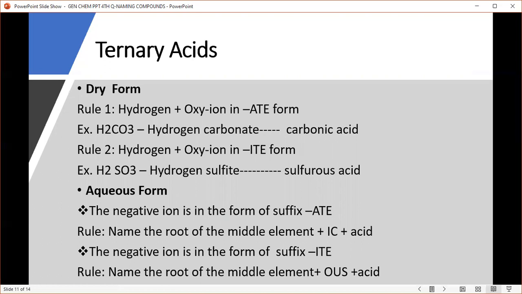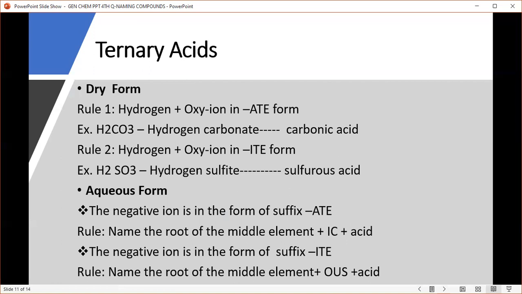So again, a hydrogen and a polyatomic ion, no? And it will always depend whether that polyatomic ion ends in the suffix ate or ite. So where can we know exactly if it is in ate or ite form? Be guided by your periodic table of elements, because that is where our polyatomic anions are, that end with ate or ite.